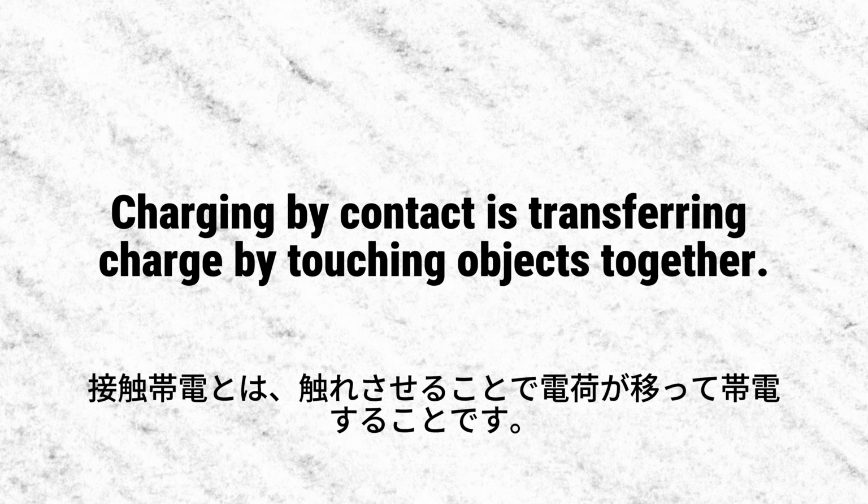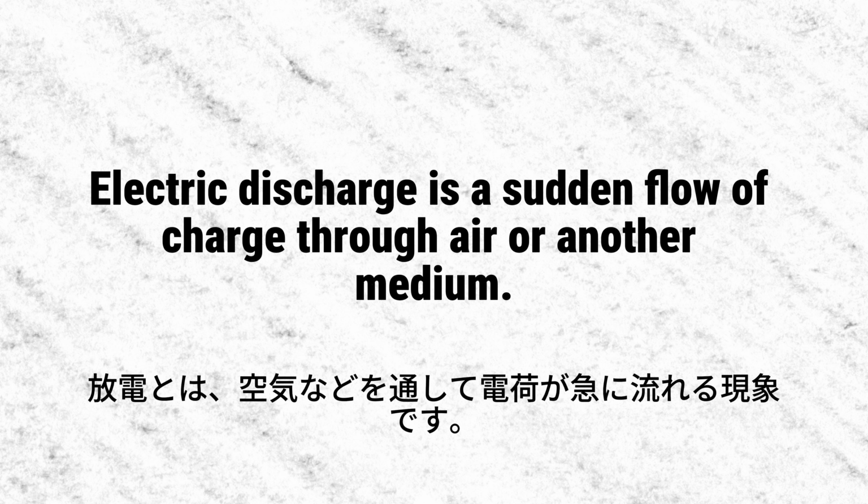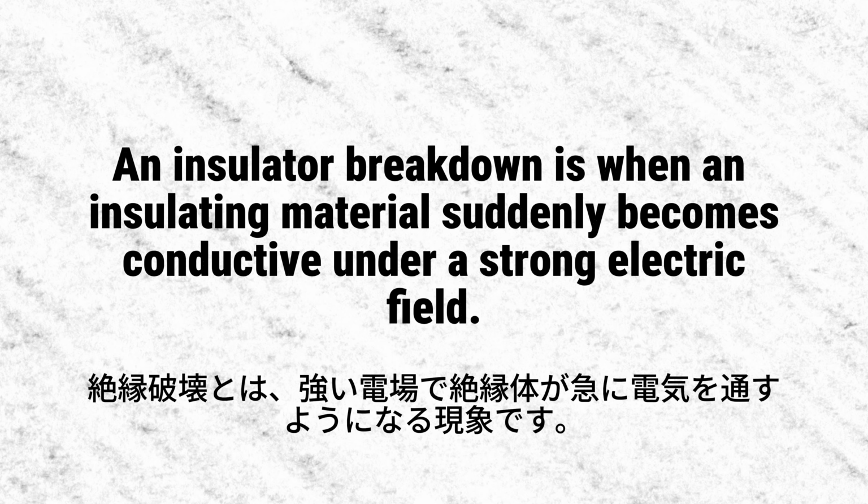Charging by contact is transferring charge by touching objects together. Grounding is providing a path for charge to flow to the earth. Electric discharge is a sudden flow of charge through air or another medium. An insulator breakdown is when an insulating material suddenly becomes conductive under a strong electric field.